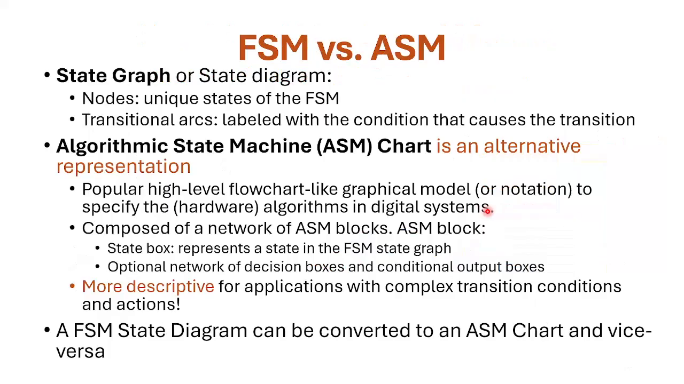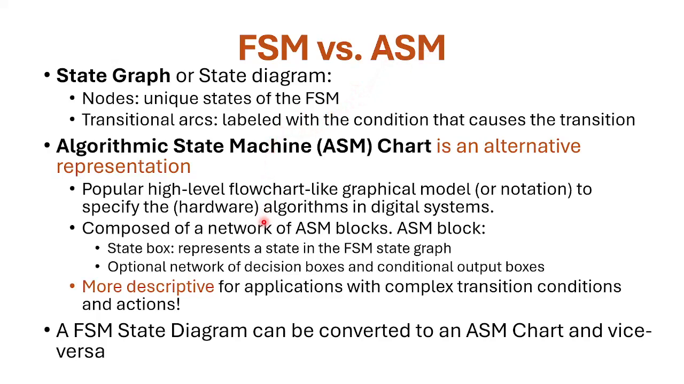An algorithmic state machine or ASM chart is just an alternative representation of the finite state machine. A finite state machine state diagram can always be converted to an algorithmic state machine chart and vice versa. So if you have one, you can generate the other one. The question would be, why would you bother to create or draw an algorithmic state machine chart at all?